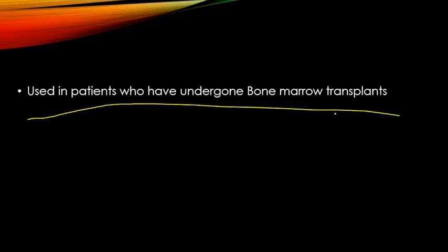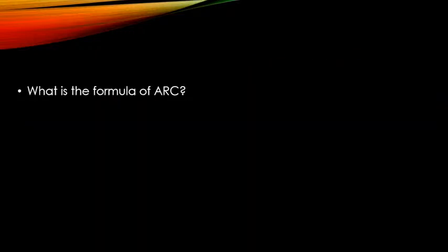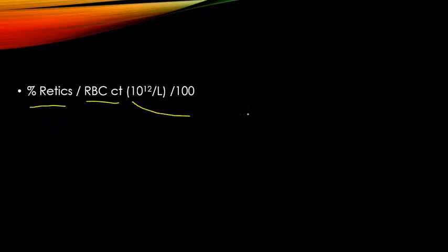Why do we need to have an absolute count? Because we need to know if their bone marrow transplant is actually working. Okay, we want to see the hematopoietic activity in these patients. All right, now what is the formula? It's easy. All you need to do is divide your reticulocyte counts to your RBC count in this unit. Okay, it's a very easy, straightforward question.